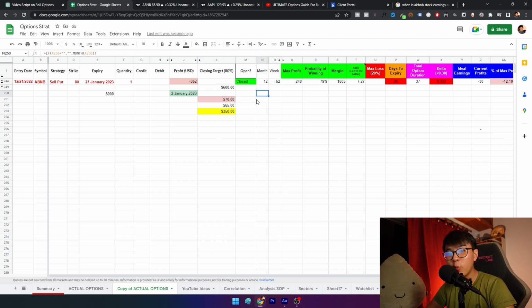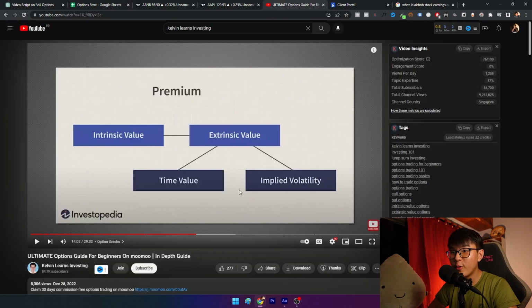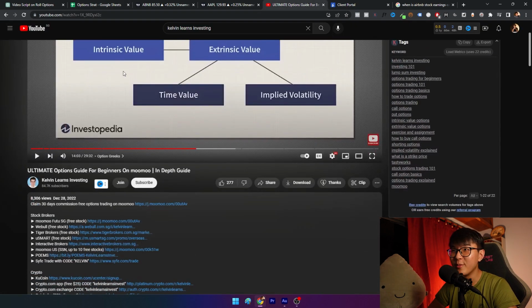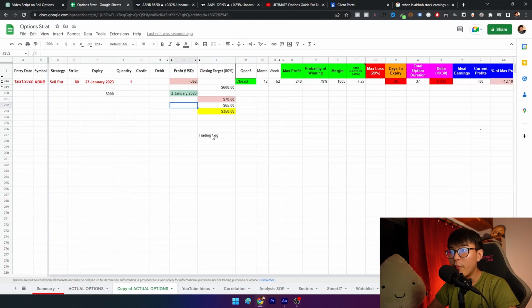Another thing that I really want to emphasize for anyone new to options trading is to make sure that you have a trading log like the one that I have here. All options traders must have a trading log to track how much money they earn, and more importantly, how much money they lose, which will eventually happen one day. I've actually taken a trading log from this YouTuber called Kelvin Learns Investing. I had a podcast with him quite a while back. I think it's a very good thing, but definitely watch this video to learn more about how to set up your own trading log, because it's definitely a compulsory thing for any good options trader to have.